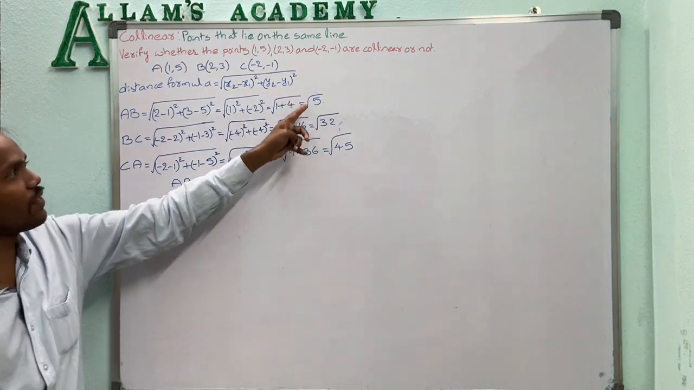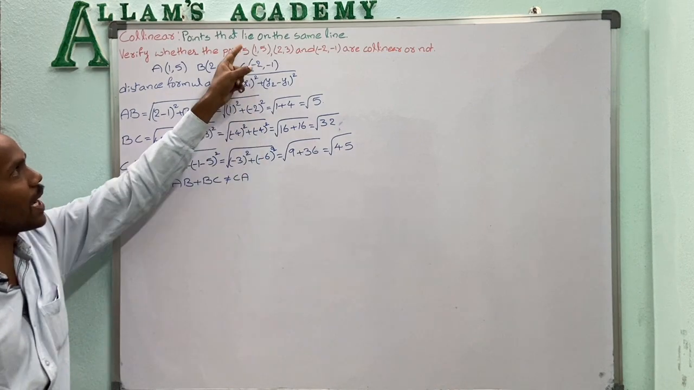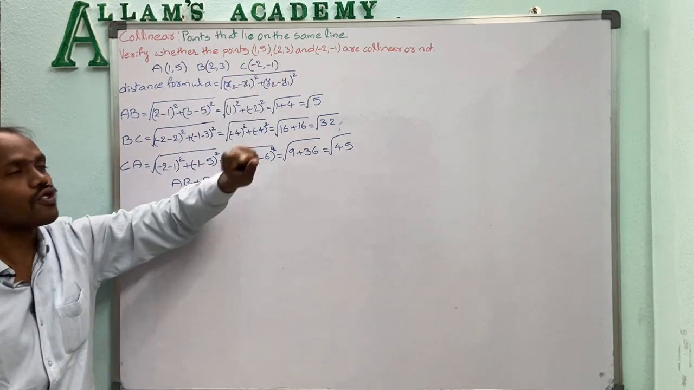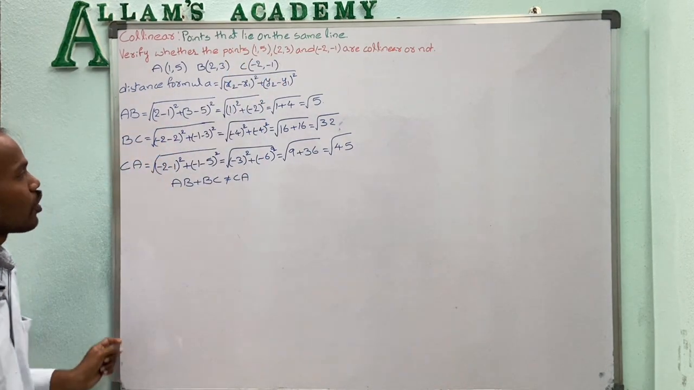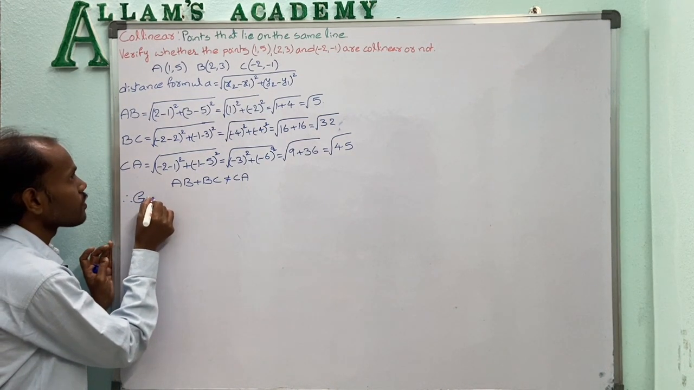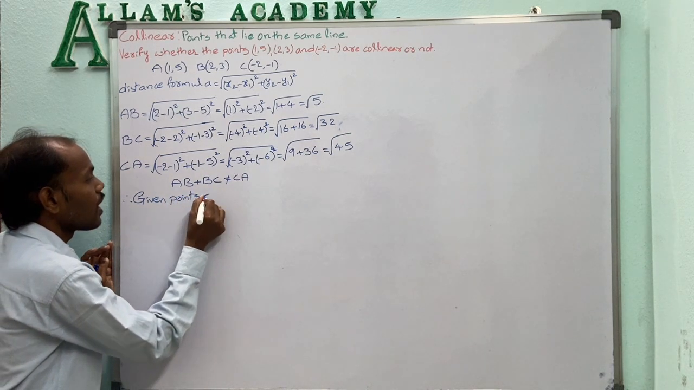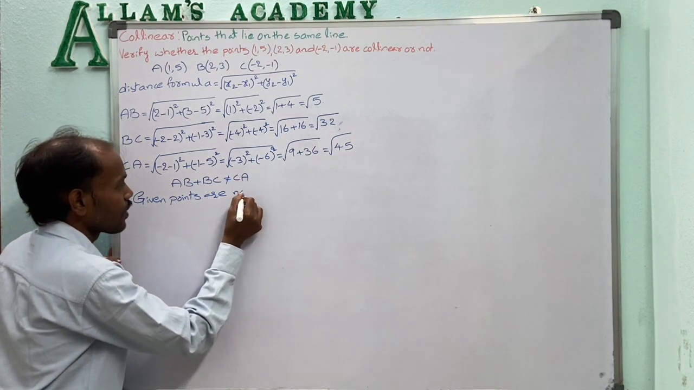So now the given points do not lie on the same line. So the given points are not collinear. Therefore, the given points are not collinear.